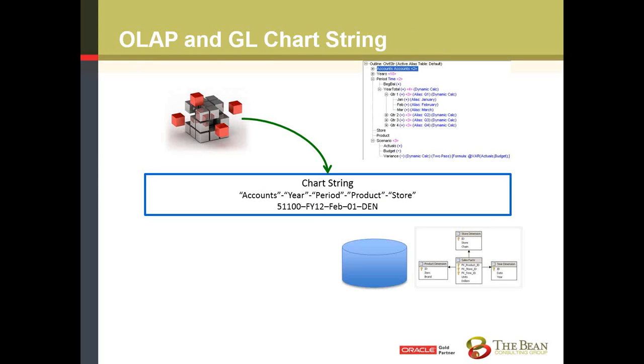So how do we bring these two things together? The way I think about it is that a multi-dimensional or OLAP database has dimensions, and those dimensions map into what I think of as the chart string from a typical ERP system. An ERP system might break down its chart string into a general ledger account, a year and a period when the transaction occurred. And in this case, what I'm showing is maybe a product and a store that the expense or revenue was generated out of.